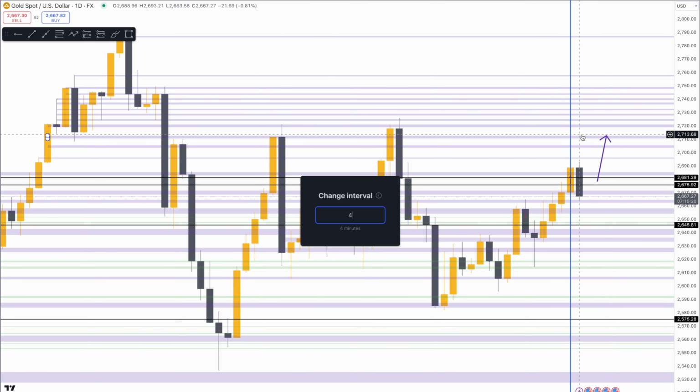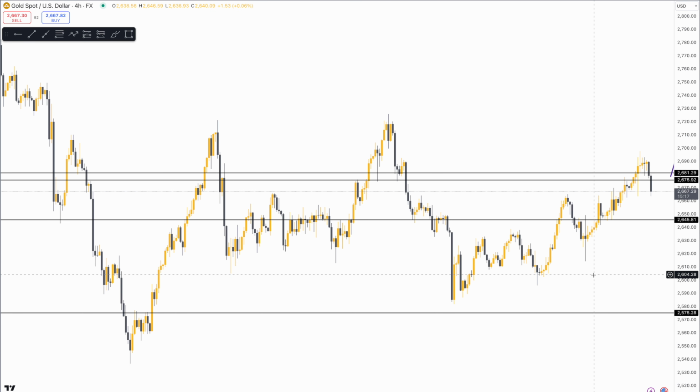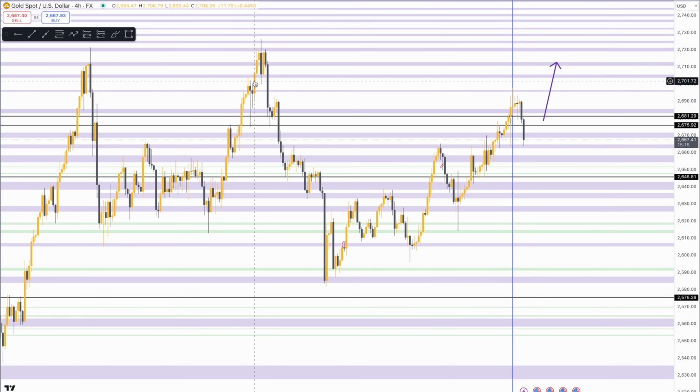But as you can see, if I go down to our 4 hour instead of the daily, continuing on this bearish trend that we are seeing, we've had that strong resistance point here, where price found resistance at that 2690 mark, and price has come down to where it is now.